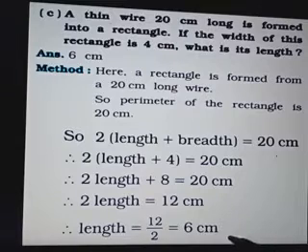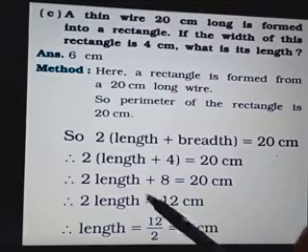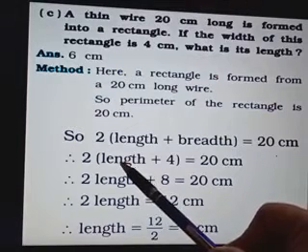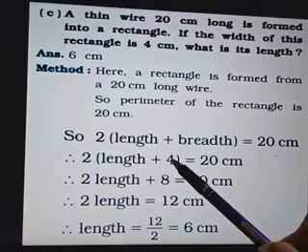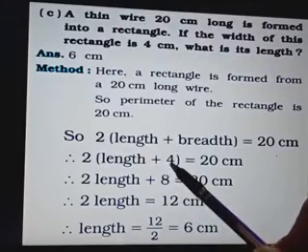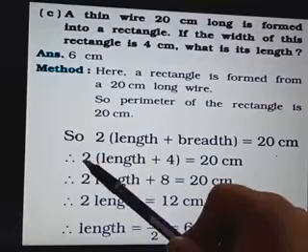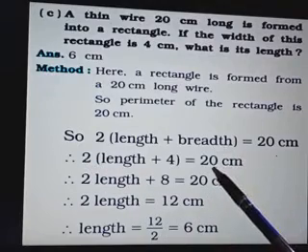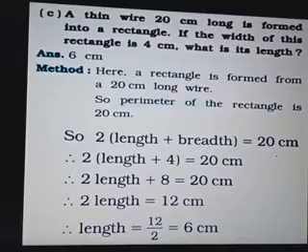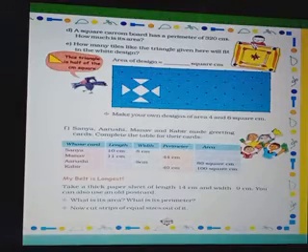Now you can check whether your answer is correct or not. You have got length 6 centimeters, right? So here you will put 6 centimeters, and here 4 is already there. So 6 plus 4 will be 10, and 10 multiplied by 2 will be 20. 20 is coming. It means your answer is right. Clear? Now question D.